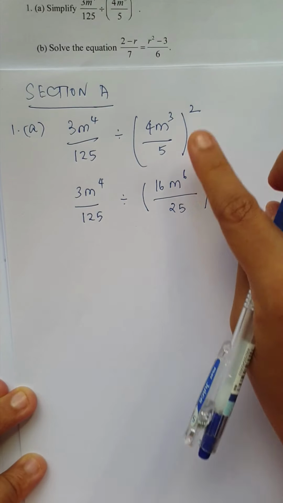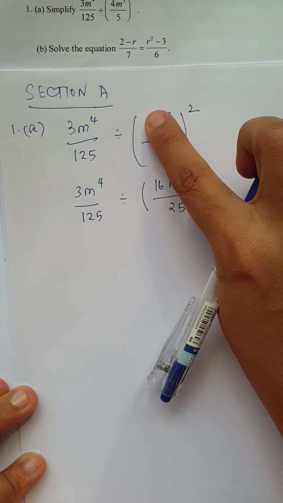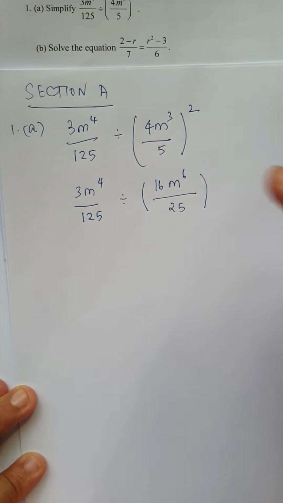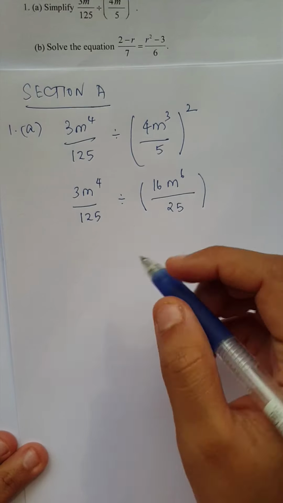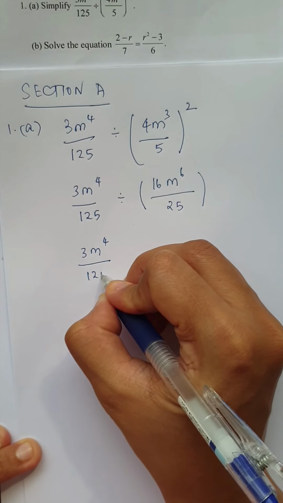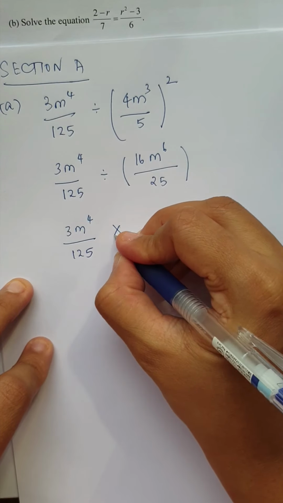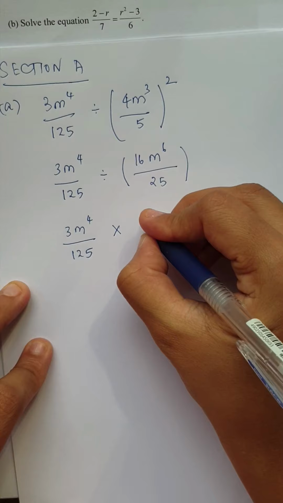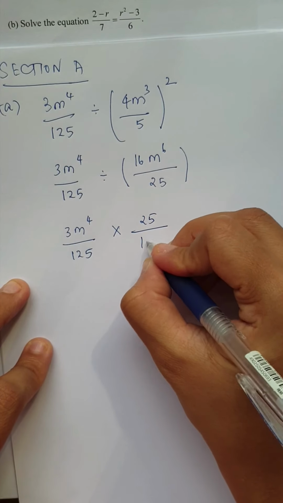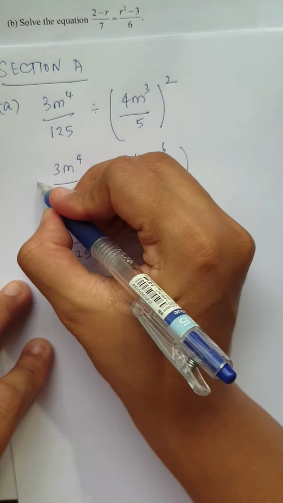Okay, so this one I want you to observe that if there is a bracket and then a power, the power applies to every single thing inside the bracket. So this is what you have. So 3m to the power of 4 over 125. Now I'm going to change the divide sign to multiply, which means I'm going to flip this. So I get 25 over 16m to the power of 6.